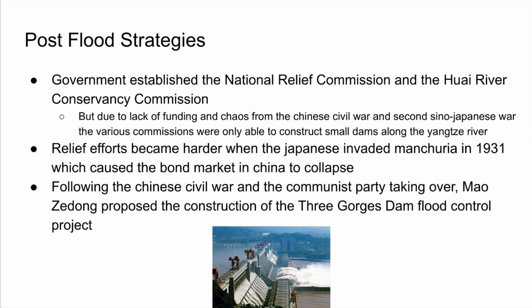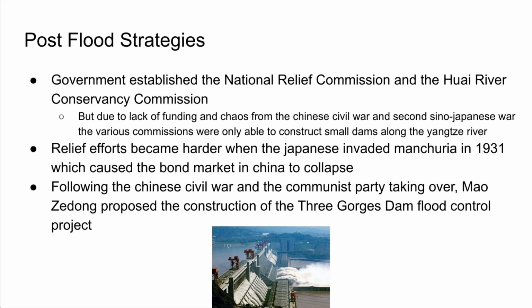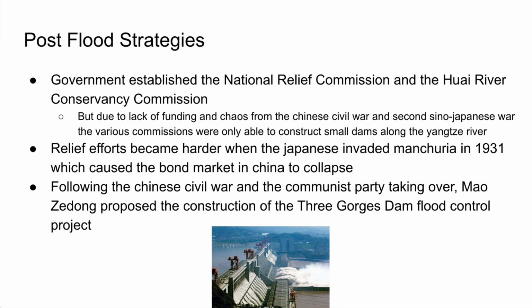The last important thing to study when it comes to natural disasters is the post-relief efforts. The government established the National Relief Commission and the Huai River Conservancy Commission. These programs and a lot of the relief were hampered, though, significantly by the Chinese Civil War and the Sino-Japanese War, leading to these programs only being able to construct small dams along the Yangtze River.